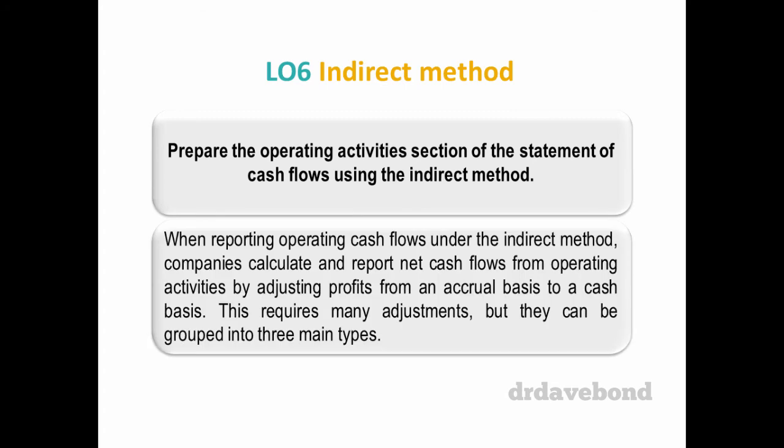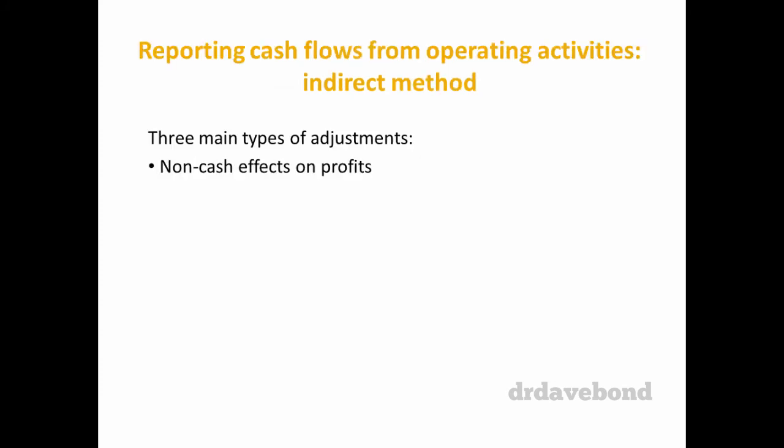When reporting operating cash flows under the indirect method, companies report net cash flows from operating activities by adjusting profit. There are three main types of adjustments. Non-cash effects, depreciation, that's the biggest one there. Now we don't have depreciation in this example, but generally speaking that would be the biggest one. Gains and losses from investing activities. If you have a gain or a loss, it will appear in the profit and loss statement.